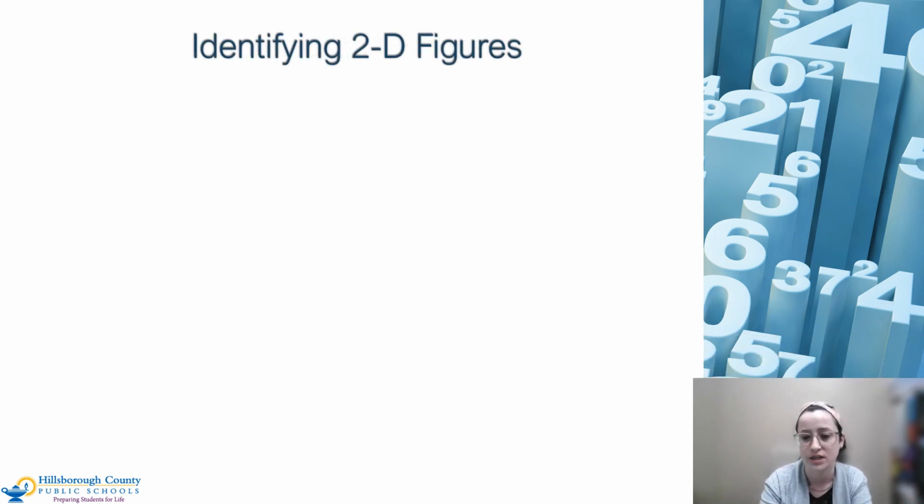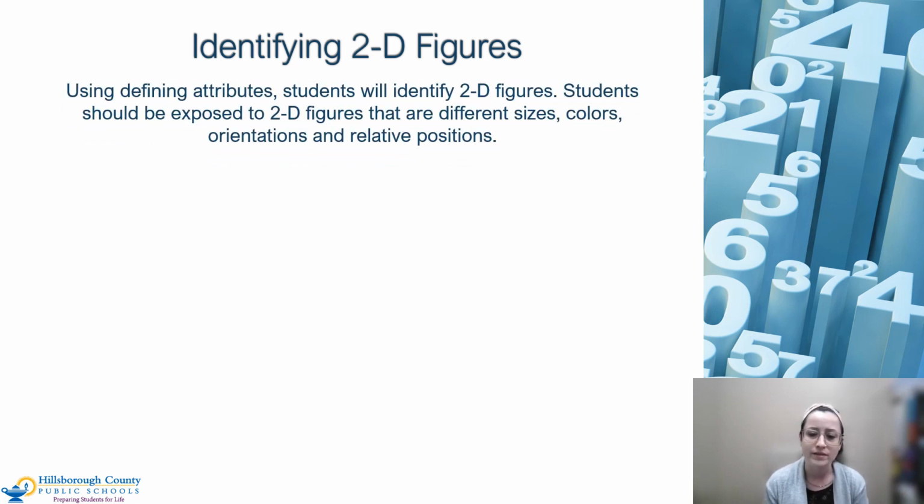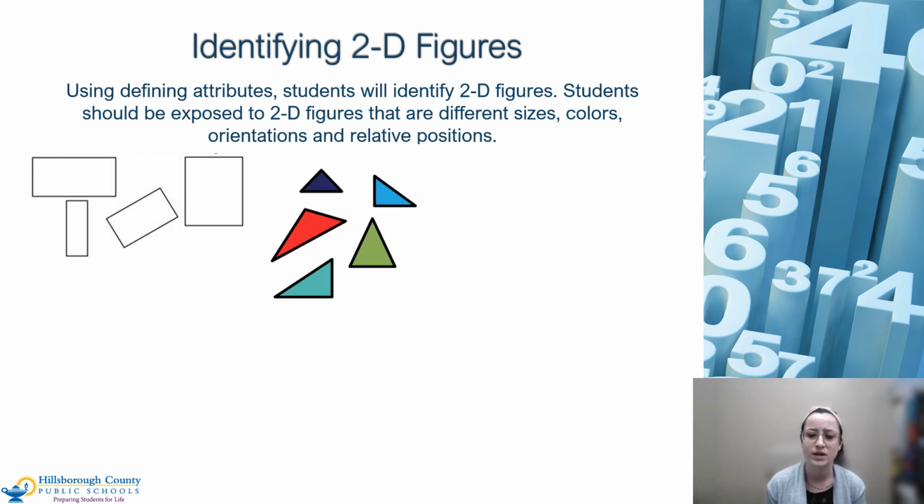Once students start to sort and explore those 2D figures, we can start to use defining attributes to identify them. At this point, we want students to be exposed to 2D figures that are different sizes, colors, orientations, and relative positions. Take a minute and look at the rectangles and triangles on your screen. Notice that they're all different sizes and colors, and kindergarten students may really struggle to understand that this group are all rectangles because they have 4 sides and 4 corners. Same thing with the triangles. Those are all triangles, even though they look a little different. They still have the same defining attributes of 3 sides and 3 vertices, or corners.